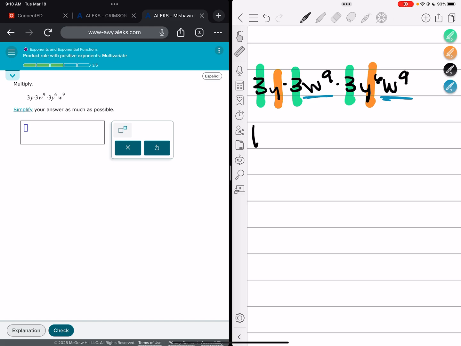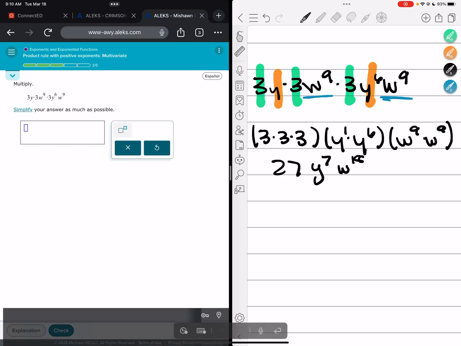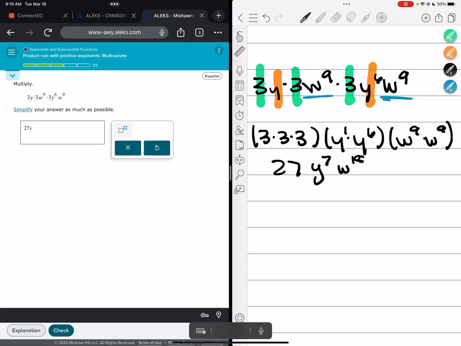Putting them together, I have 3 times 3 times 3. Then I've got y times y to the 6th, and then I've got w to the 9th times w to the 9th. Simplifying this, I get 27. Remember, there's an invisible 1 right here, so 1 plus 6 is 7, so I get y to the 7th. Then I go 9 plus 9, so I get w to the 18th. So that means I'm going to go 27, y to the 7th, and then w to the 18th, which we can check.